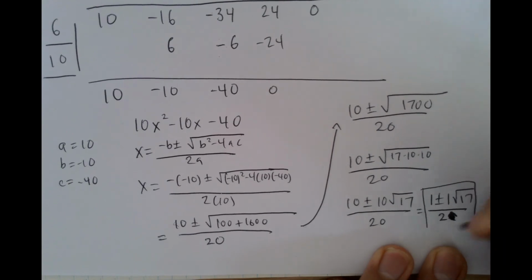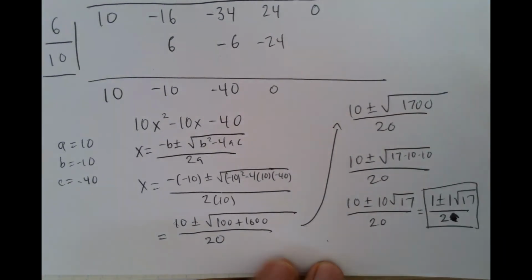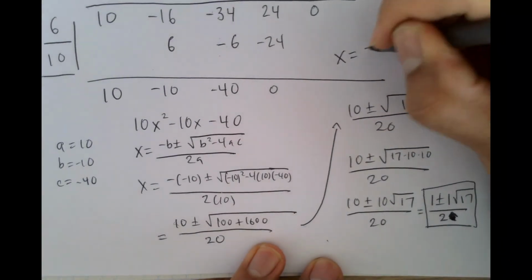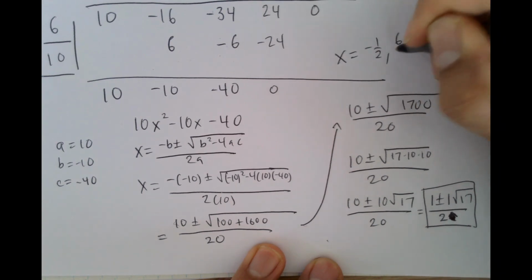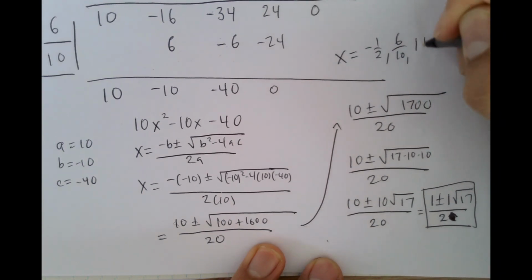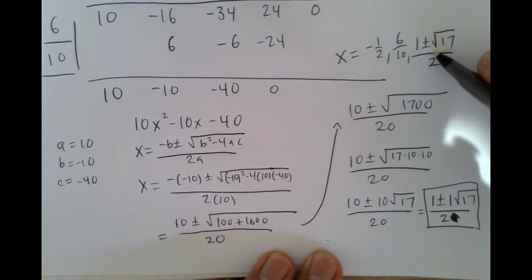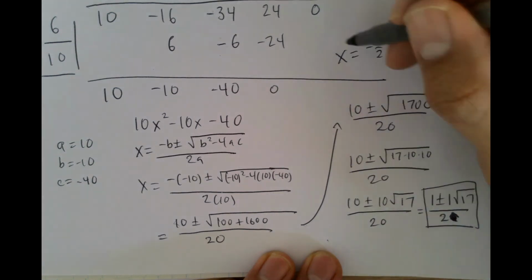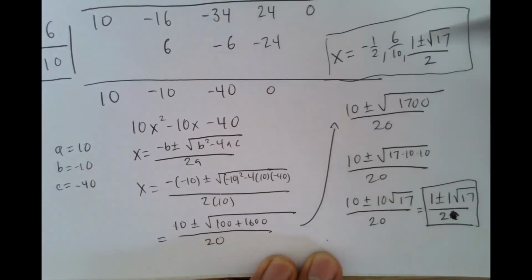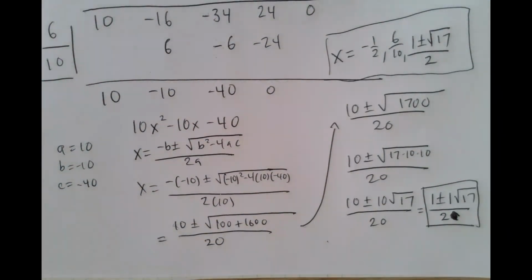Okay. So x would equal 1 plus or minus the square root of 17 divided by 2. You don't need the 1 on the outside. It's pretty much the same thing. If you include the 1, then it's fine. You won't get marked off. It would be the same thing. Okay.